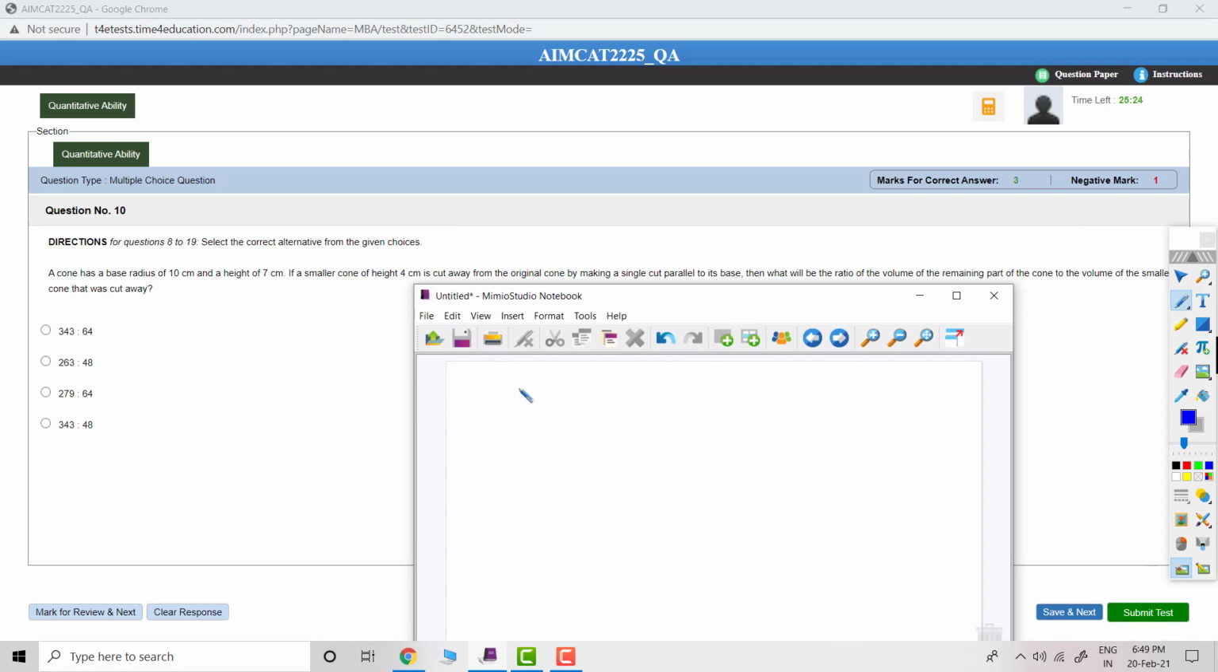Look here. And if a smaller cone of height 4 is cut away from the original cone by making a parallel cut to the base. Okay, so the diagram is going to be like this. Look here, front view of the cone is going to be like this. This is the cone. Okay, we are going to make a cut here. So let's draw a complete diagram here.